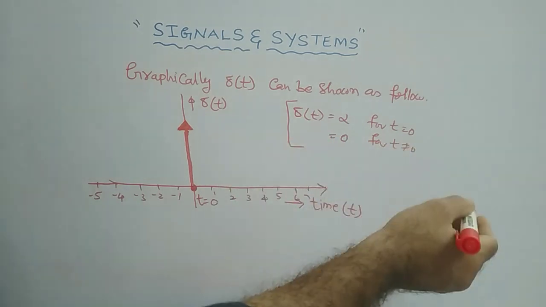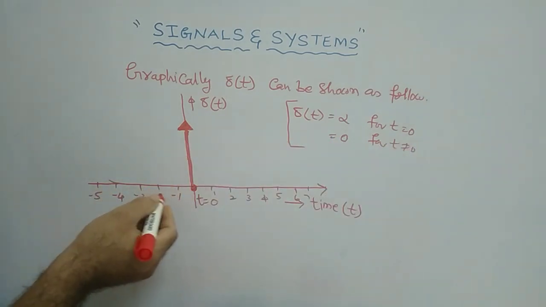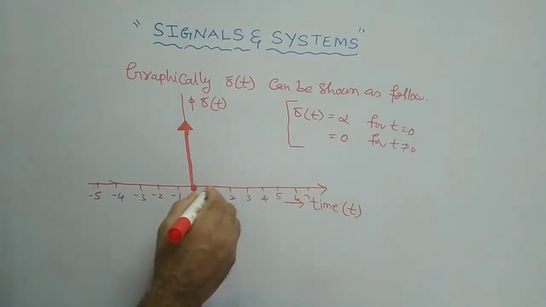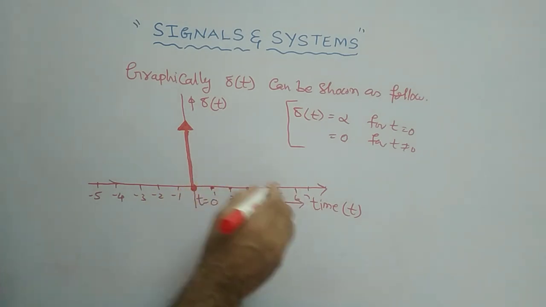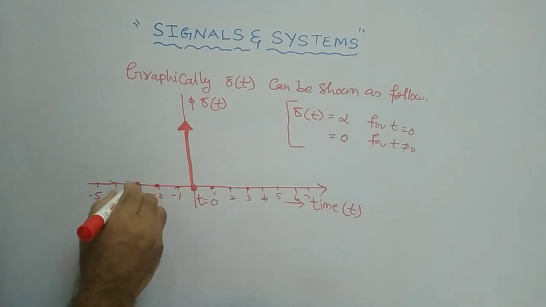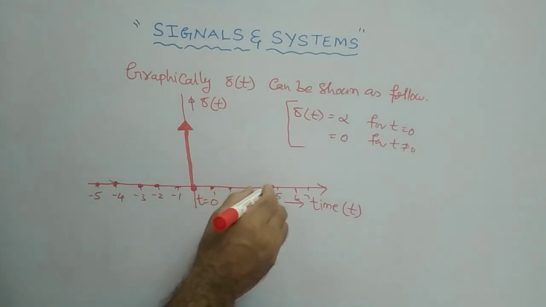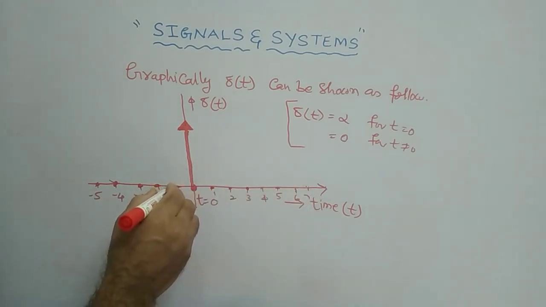If you take the plus side, as well as -1, -2 on the left side, at all these remaining values, its value is 0. So you will not have any delta of t value. So 0 here. That's it. It will be like this. As it is 0, there is nothing, it gives no sense actually.